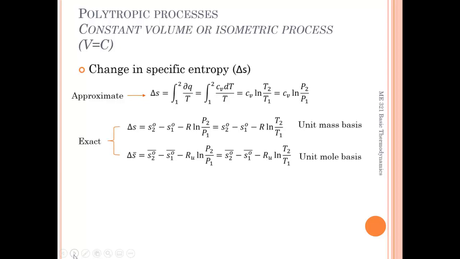The exact solution for the specific entropy is similar to the exact solution in the isobaric process. The difference is we now have a third term since pressure does not remain constant in the isometric process. If we are not given the values of the initial and final pressures, we can replace the ratio inside the natural logarithm by the ratio of the final and initial absolute temperatures.